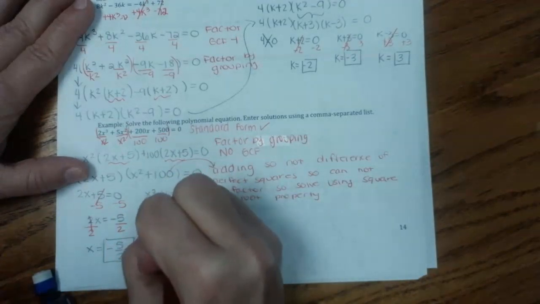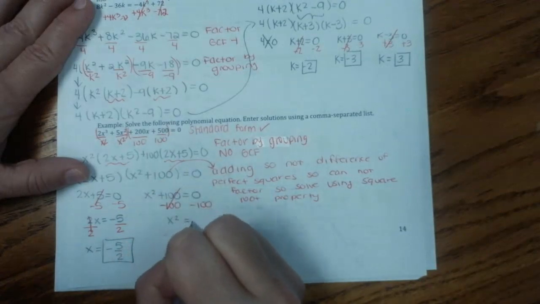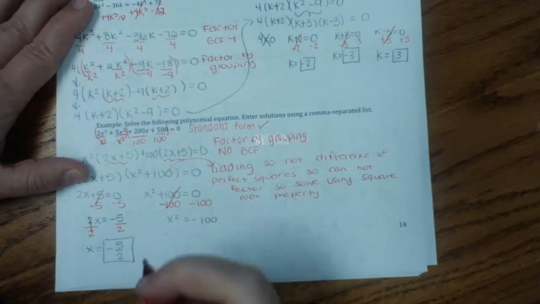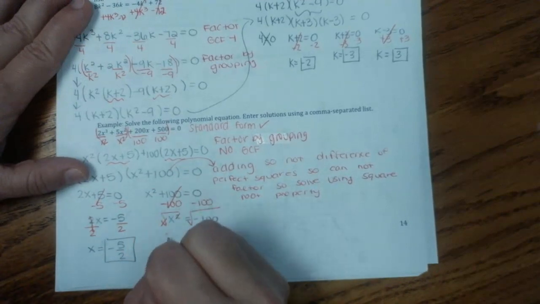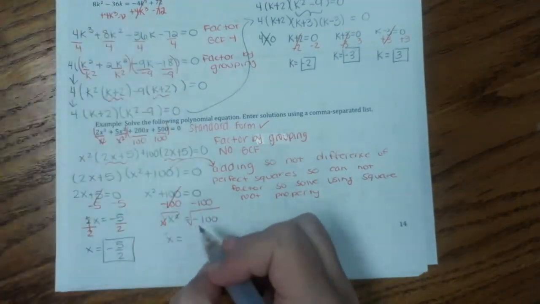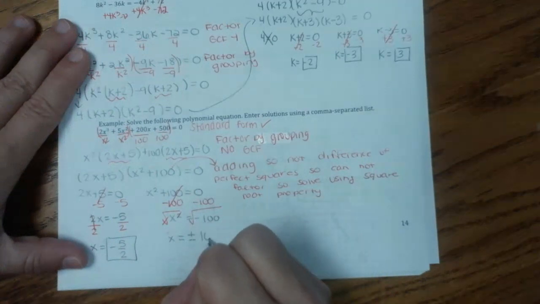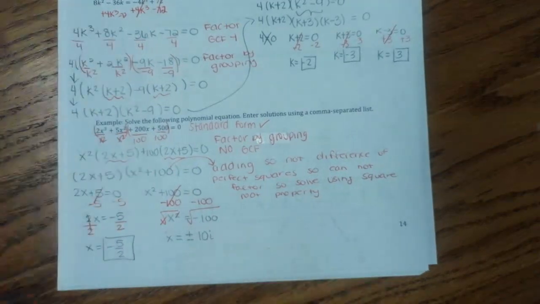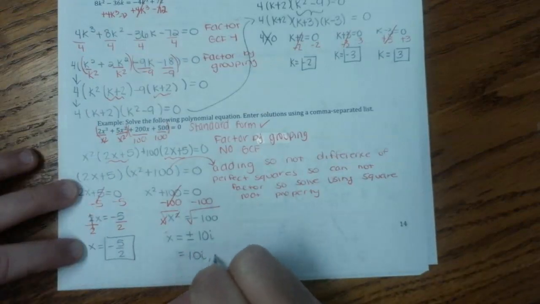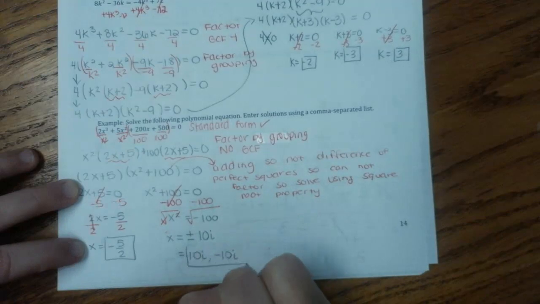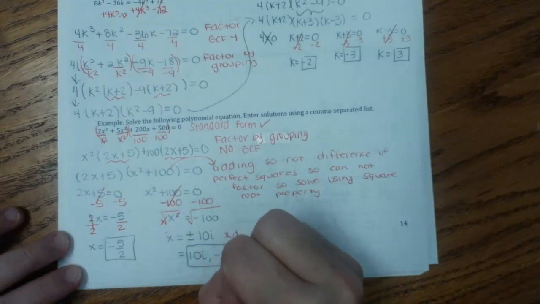So getting x by itself, let's get rid of this 100 so we can subtract 100 from both sides. We're left with x squared equals negative 100. Getting rid of that squared, we could take the square root of both sides. That way the square and the square root cancel each other out. We have x equals, we took the square root, so don't forget, plus or minus. The square root of 100 is 10. The square root of that negative is i. So we have plus or minus 10i. So using a comma separated list, positive 10i, negative 10i. And then we have our negative 5 over 2 as well. Don't forget plus or minus.